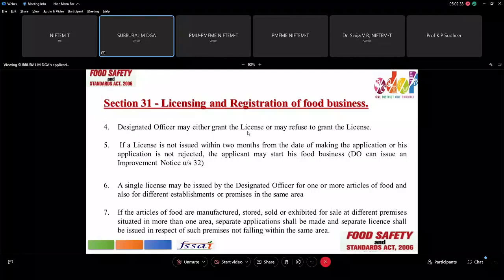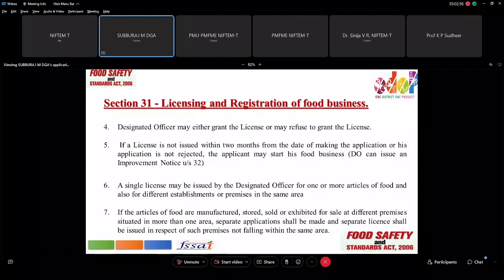And another thing, if you are manufacturing here, and 100 kilometers away there is a storage, and 25 kilometers away you sell the product, in those cases a separate license is required. For the same premises, only one license is required. I think you are clear on this point.